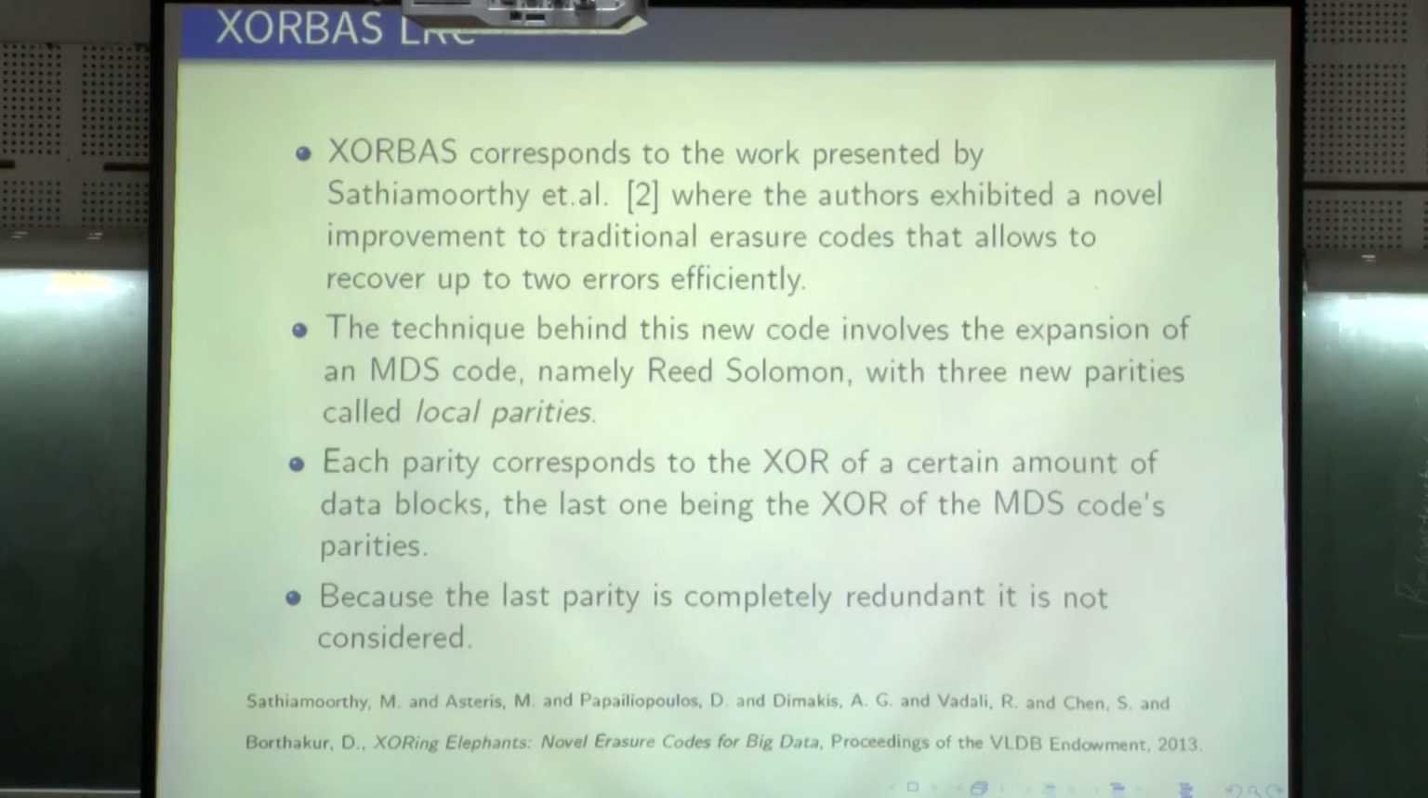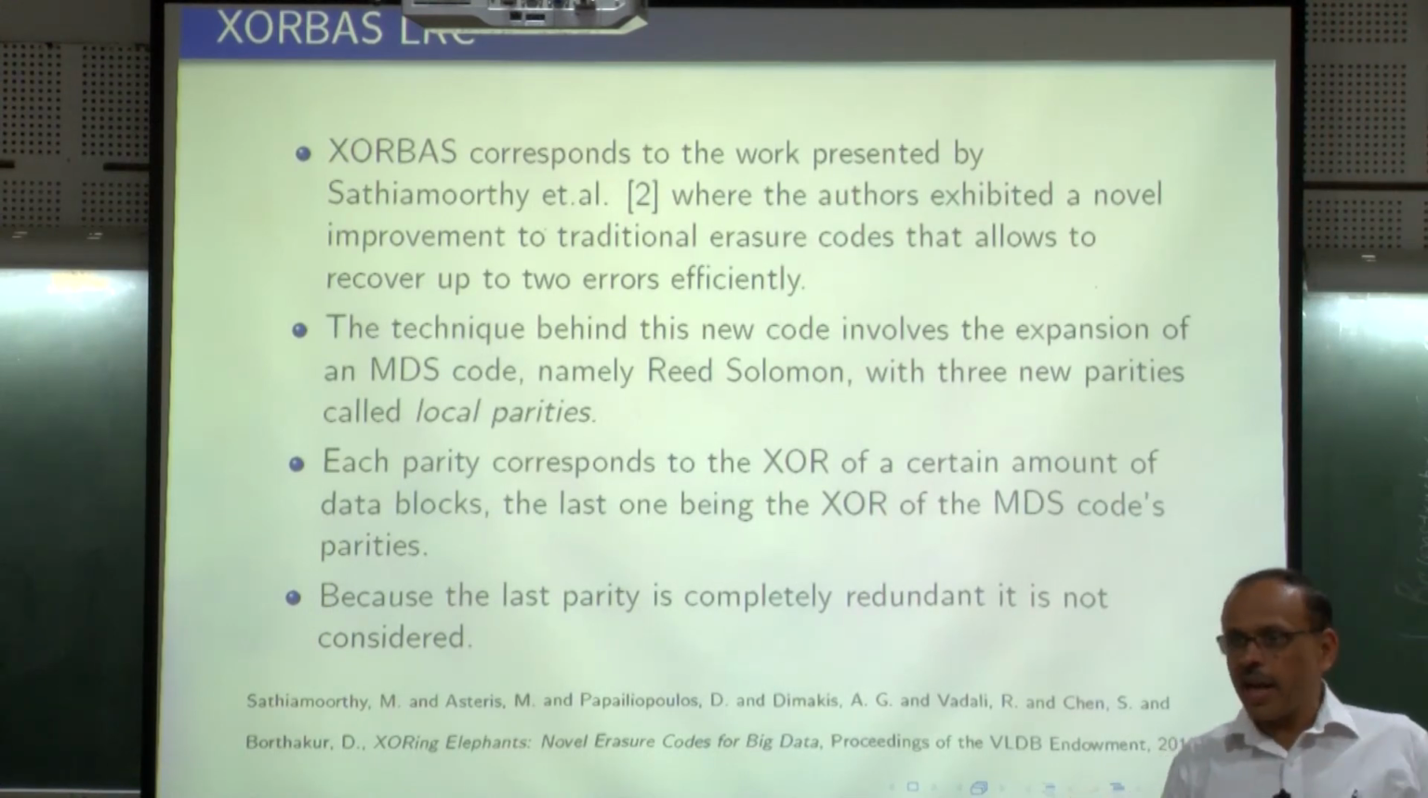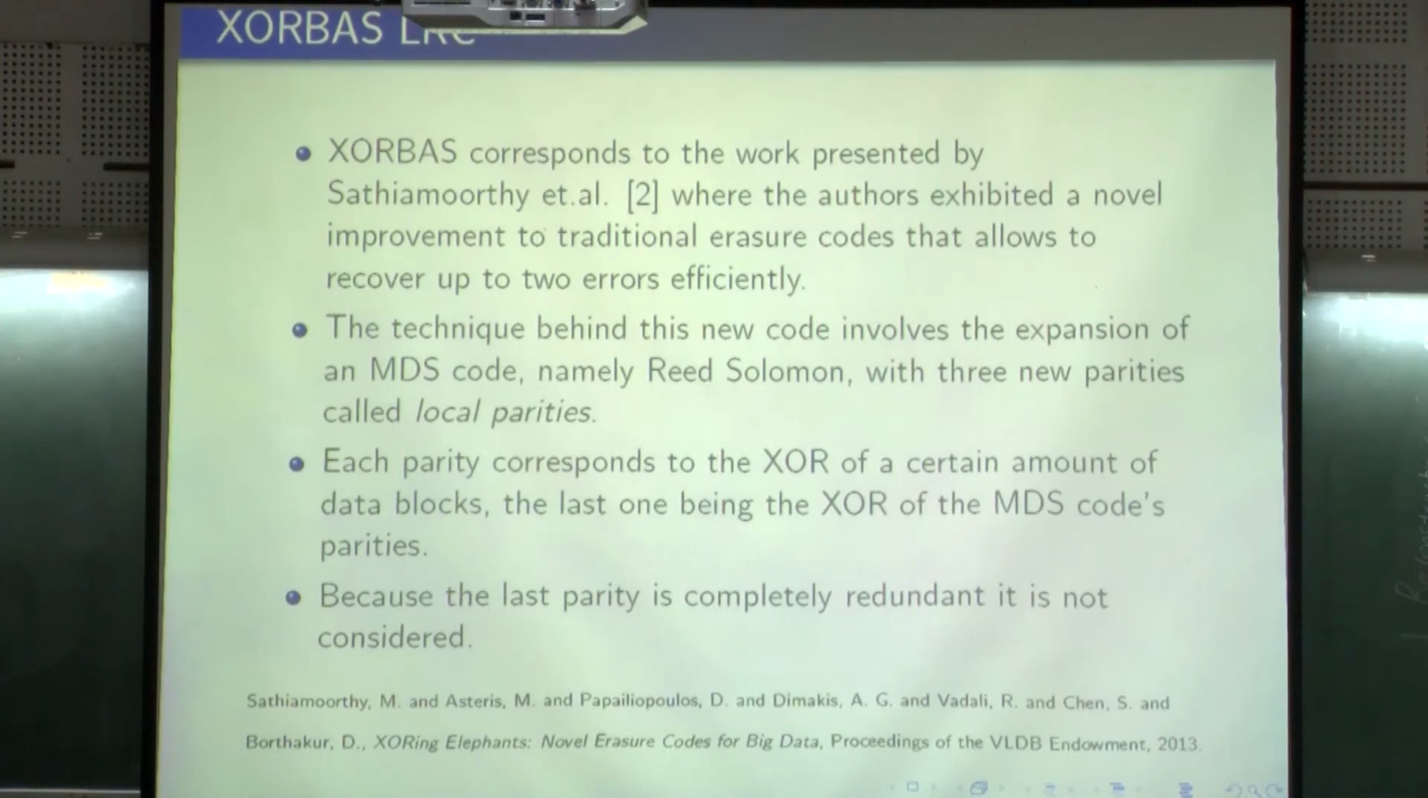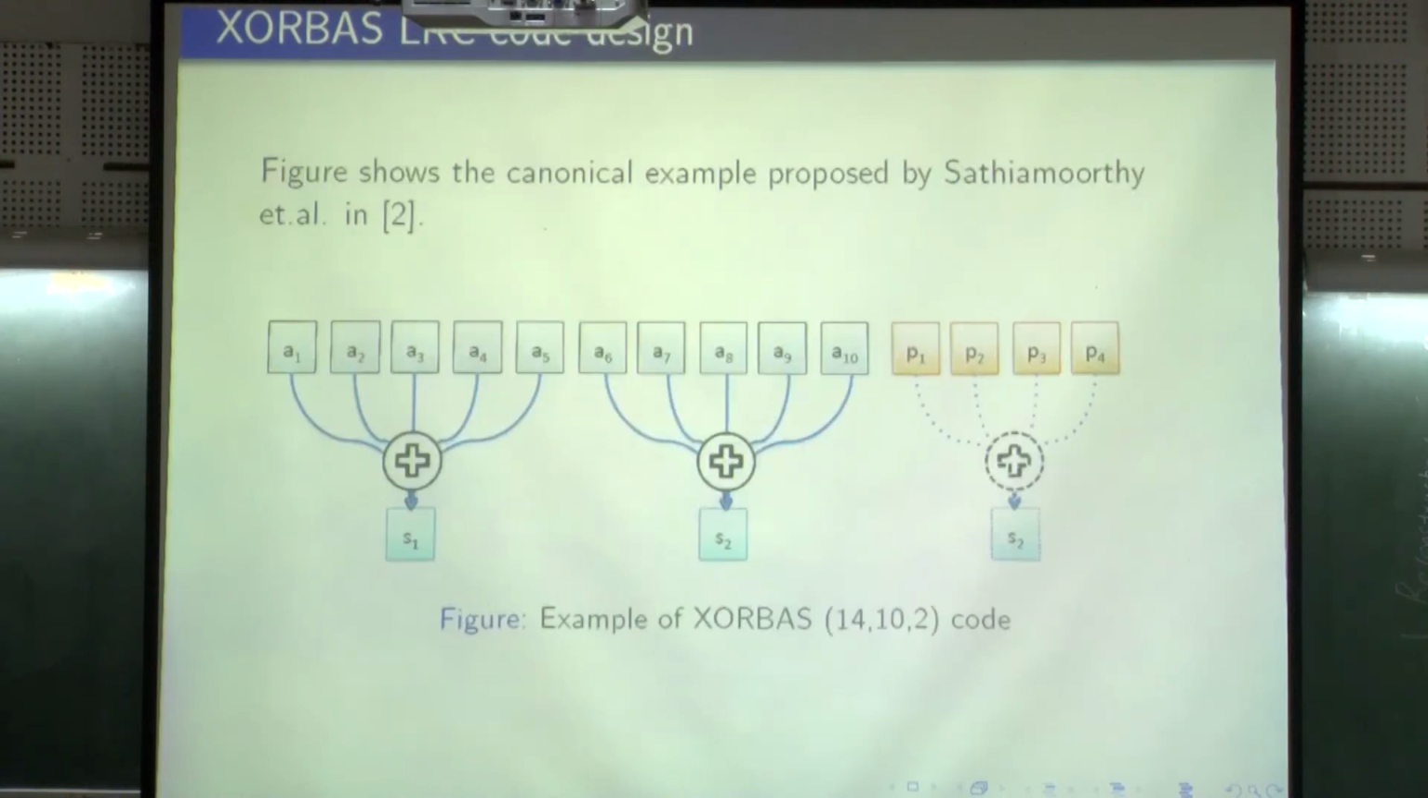The technique behind the new code is actually the expansion of the MDS code, namely Reed-Solomon, with 3 parities. Each parity corresponds to the XOR of certain amounts of data blocks, the last one being the XOR of the MDS code parity. So what they did was basically take out the 2 extra parities of the RS code and make them local.